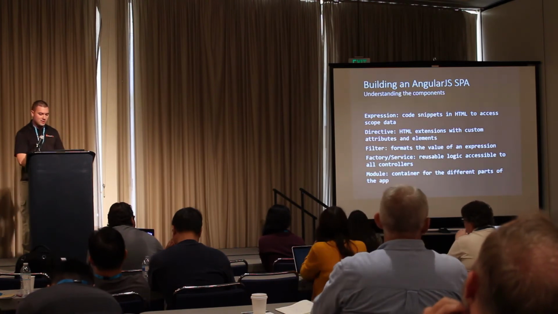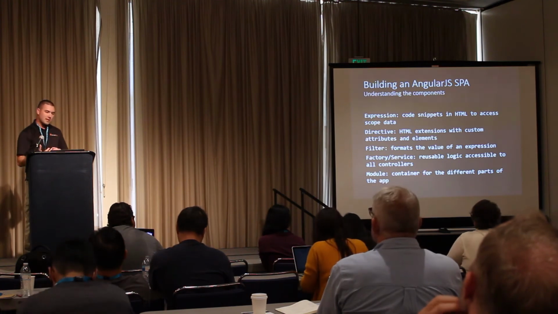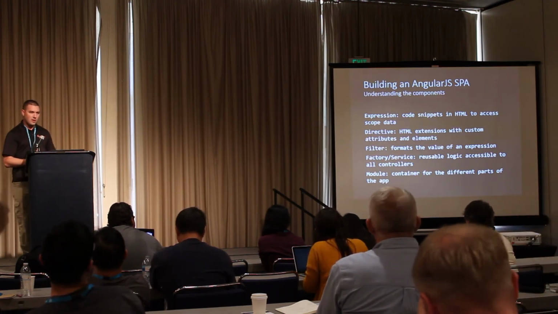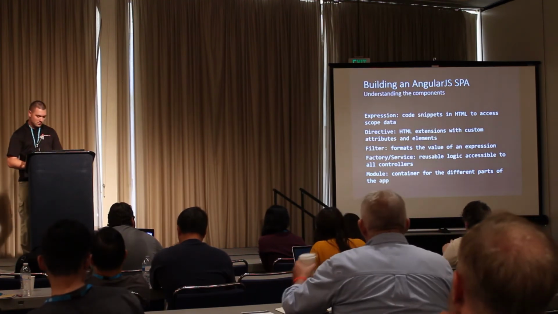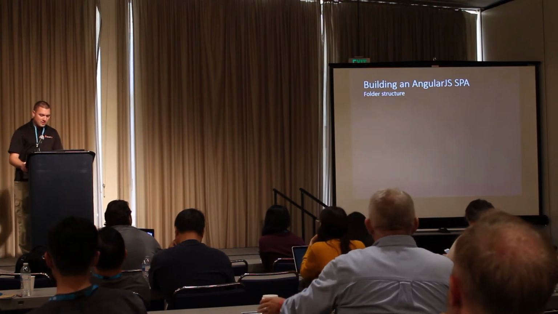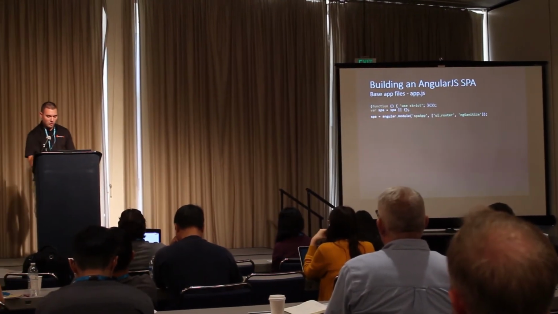And then we have a module. This is the container for the different parts of the app. Basically, this is an object, and all the other components of the app that we talked about are properties of the module. You can really structure your single-page application however you want. I just use a fairly standard one, using HTML retrieved by the WordPress REST API.